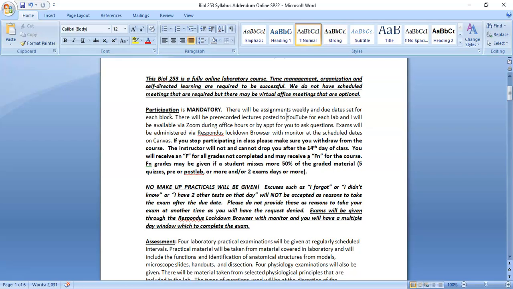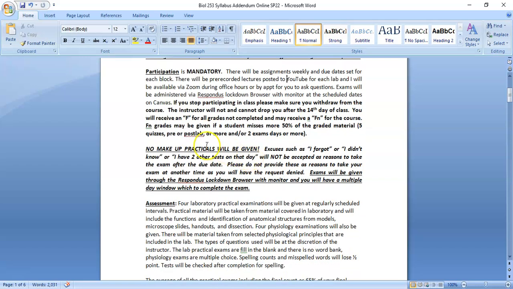Again, if you stop participating in the class, you will receive an FN grade. An FN grade for this course is for a student that misses more than 50% of the graded material. So that's 5 quizzes or pre-labs or post-labs or more, and then 2 exams or more. Makeup practicals aren't going to be given.